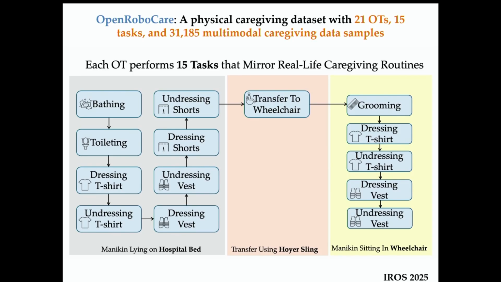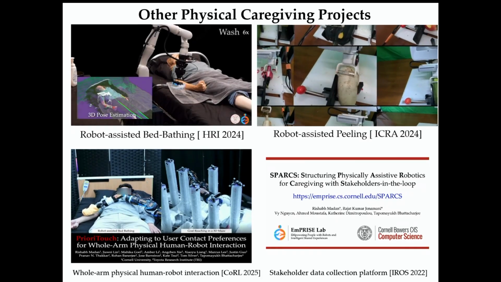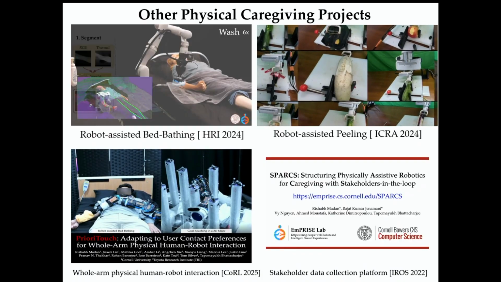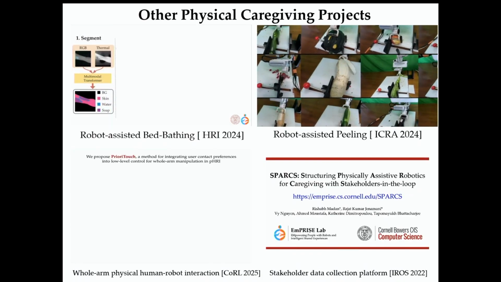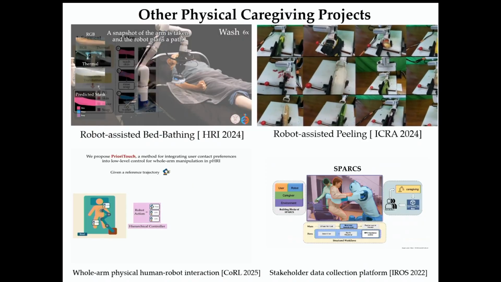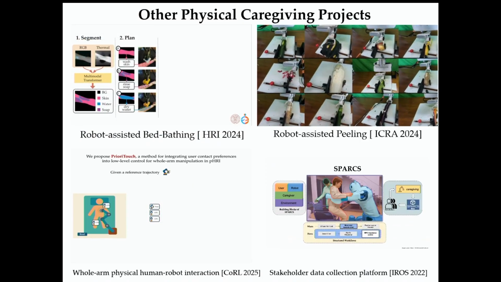And then here are some other projects, like robots bathing people with multiple sclerosis, robots doing meal preparation, robots doing whole arm manipulation, or even other things.